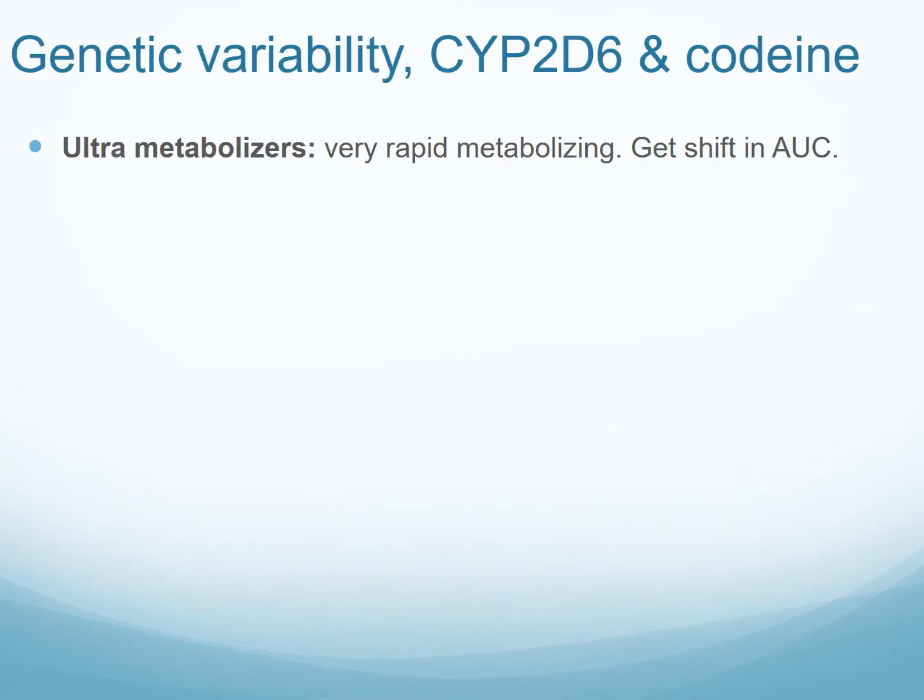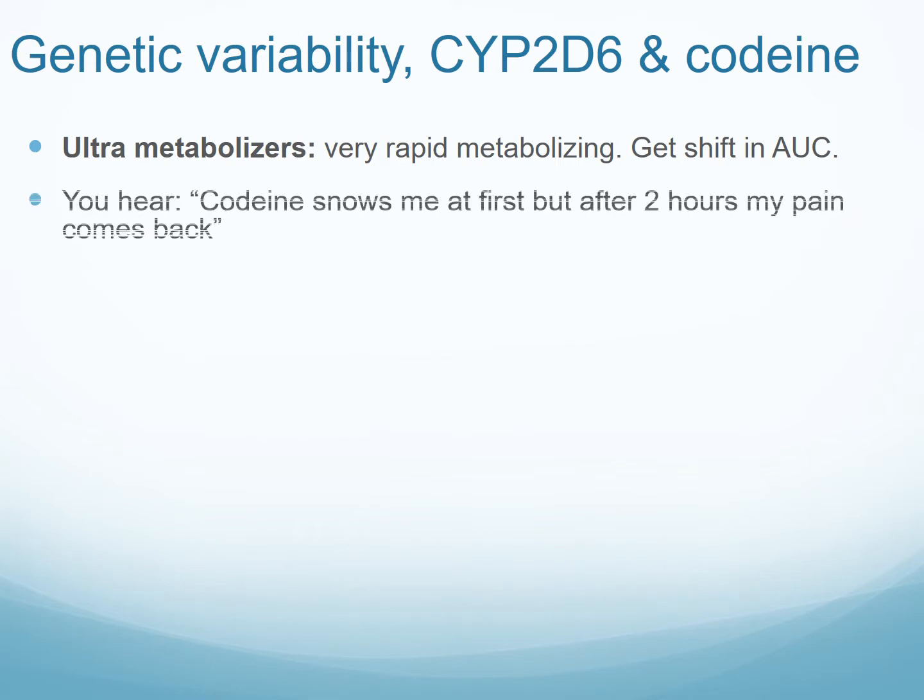So the ultrametabolizer who takes codeine, remember codeine's a prodrug, so their 2D6 is going to be really fast, really efficient at metabolizing the codeine into the active morphine. This is going to shift their AUC, their area under the curve, from kind of a sloping to a high peak and then a quick drop off. They're going to tell you, oh my gosh, codeine snows me, but in a couple of hours my pain comes back. I hate that stuff.